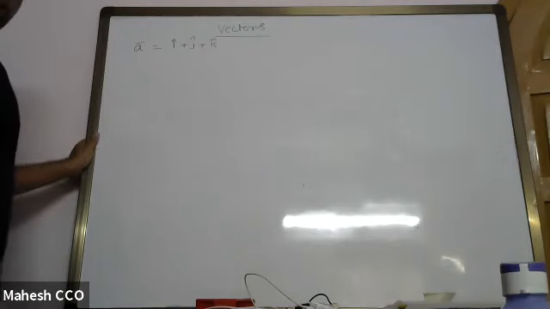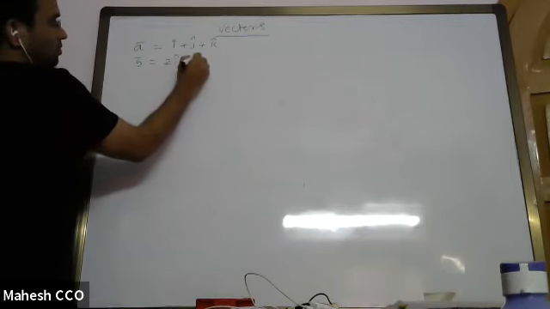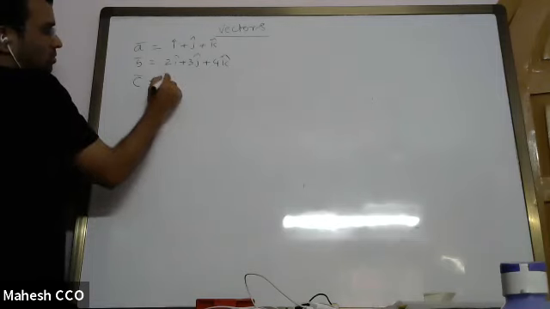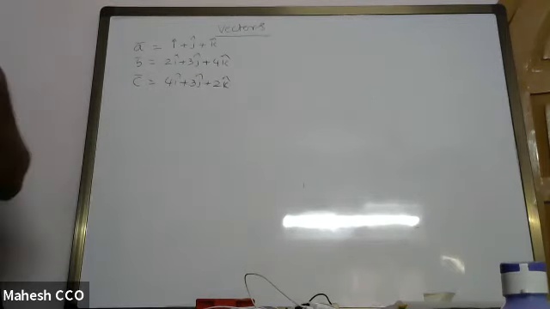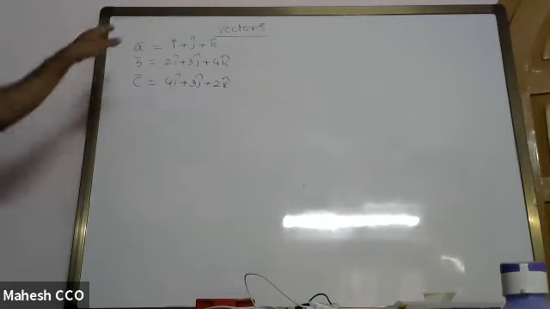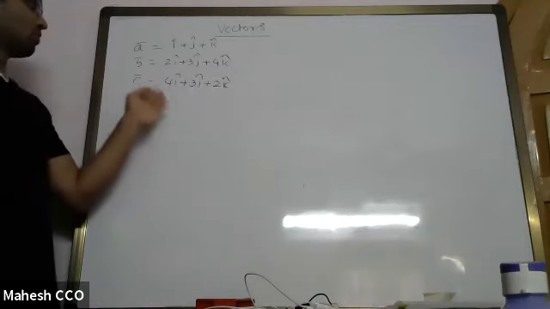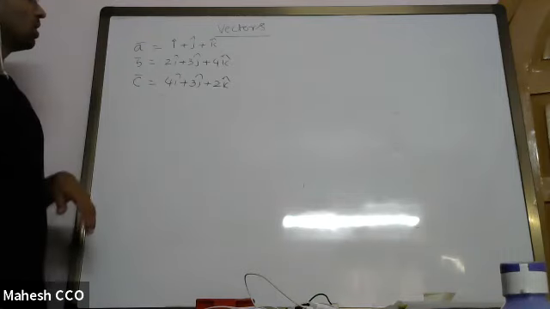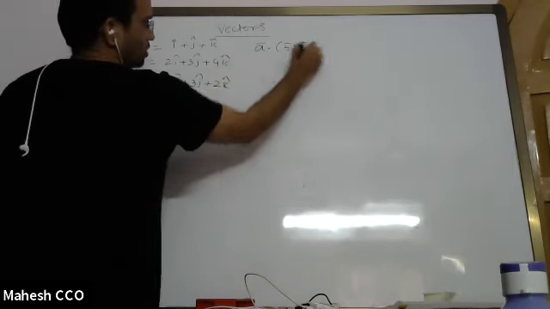A bar is given as i cap plus j cap plus k cap. So A bar, B bar, C bar are given this way. A bar is i cap plus j cap plus k cap. B bar is 2i cap plus 3j cap plus 4k cap. C bar is 4i cap plus 3j cap plus 2k cap. These are given to you. Then suppose somebody asks you for A bar dot B cross C, or box of ABC.